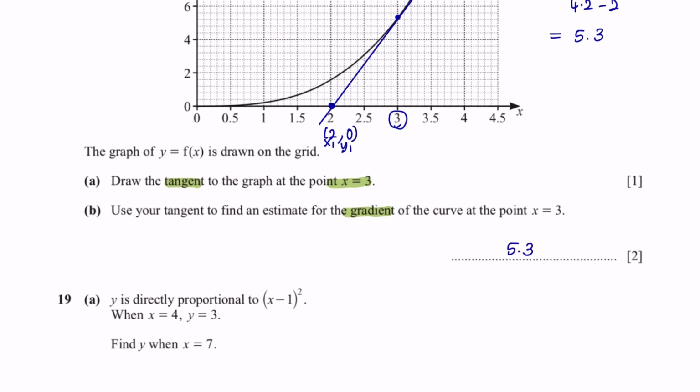Now, not everyone's tangent is going to look the same, meaning that not all the gradient would be exactly 5.3. As long as your answer is within the region of 4.9 to 5.5, that means your tangent is correct.